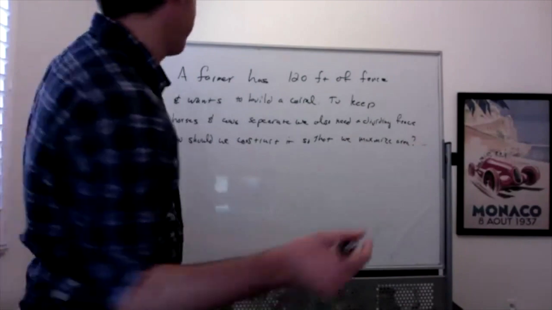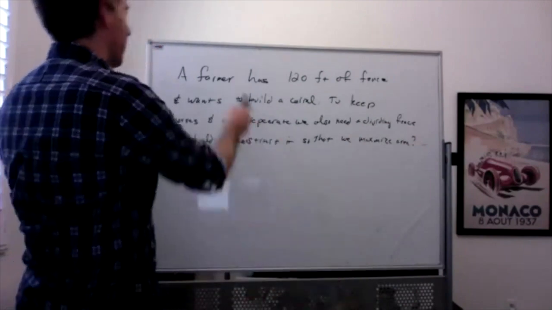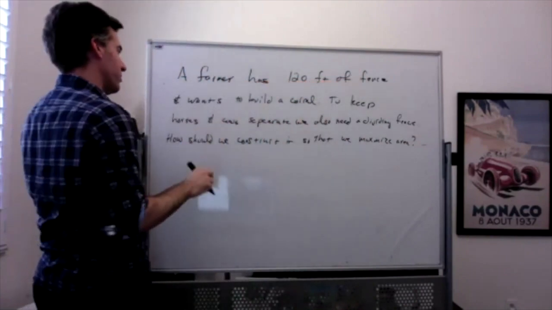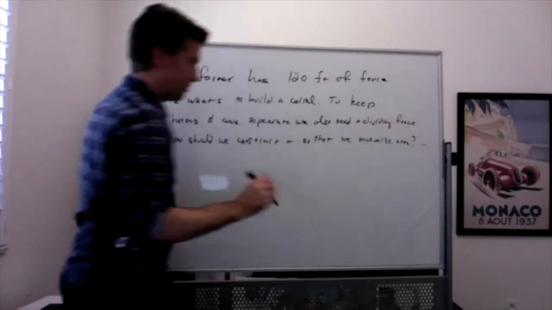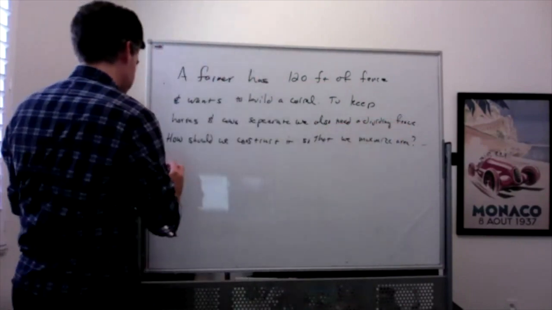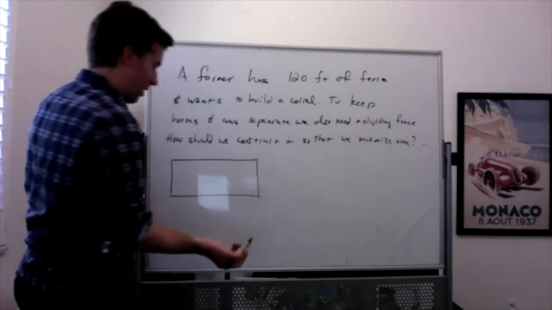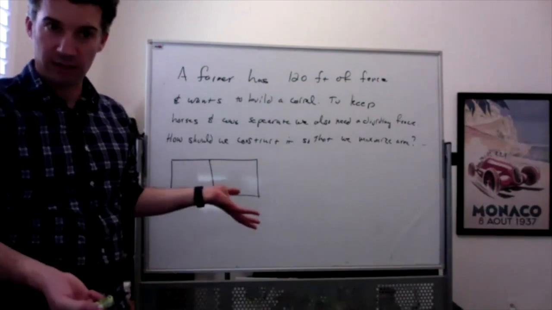What's the word before fence? Yeah, I know my writing is not the best. I'm sorry. A farmer has 120 feet of fence and wants to build a corral. To keep horses and cows separate, we also need a dividing fence. So it looks like this. So here's our corral, and there's a dividing fence in the middle, so they have equal space.